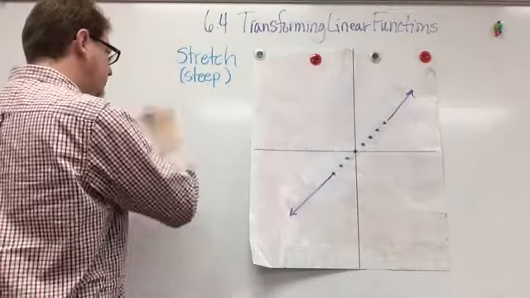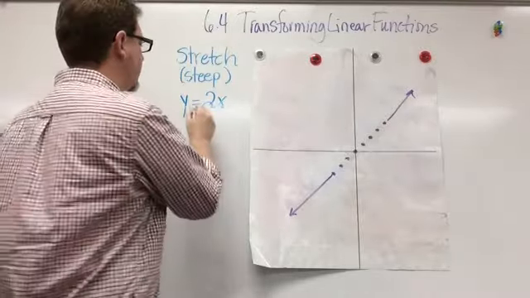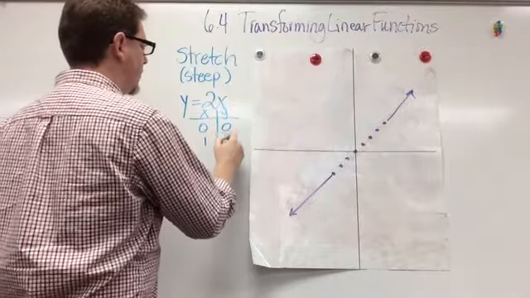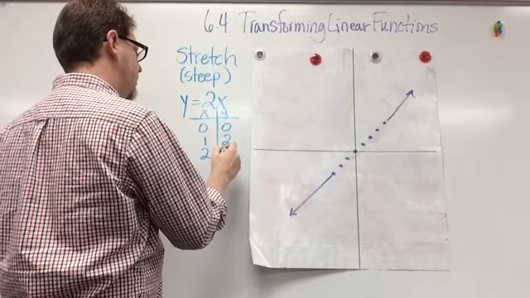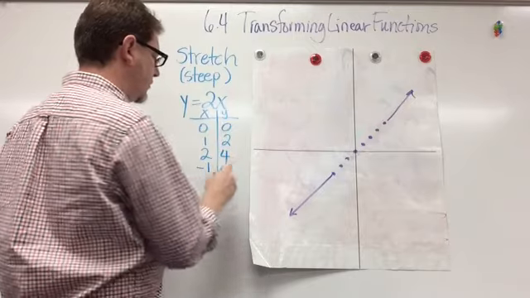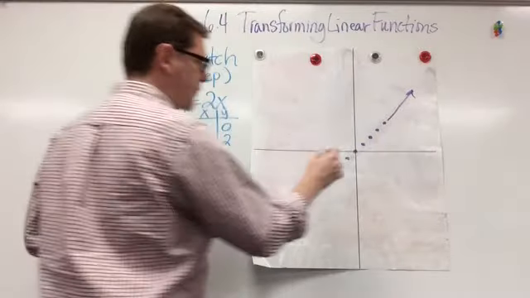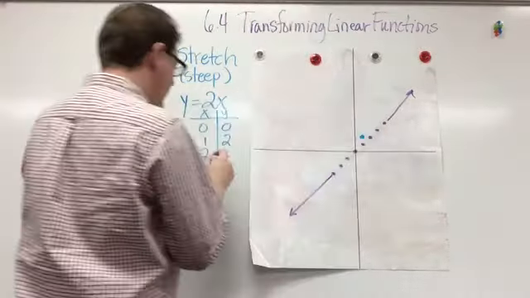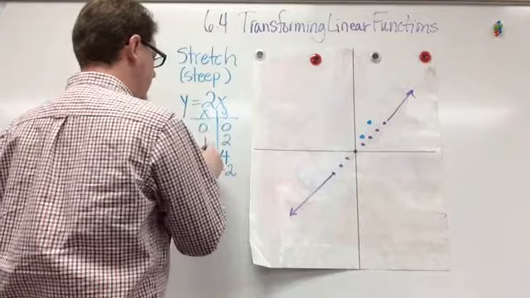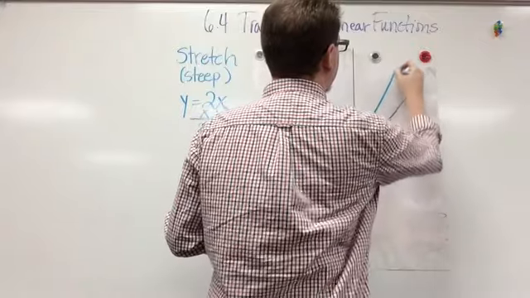So let's look at an example. Let's do y equals 2x, for example. Okay? So let's create a quick table. x, y, 0, 0. If x is 1, then y is 2. If x is 2, then y is 4. If x is negative 1, then y is negative 2. Let's plot those points. 0, 0 is already plotted. 1, 2. 2, 4. And negative 1, negative 2.